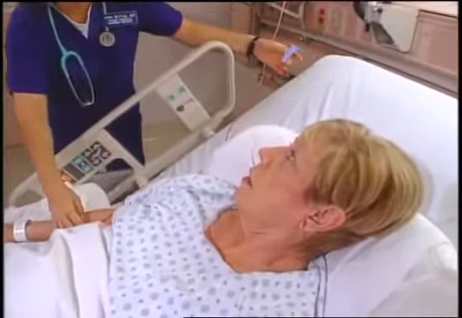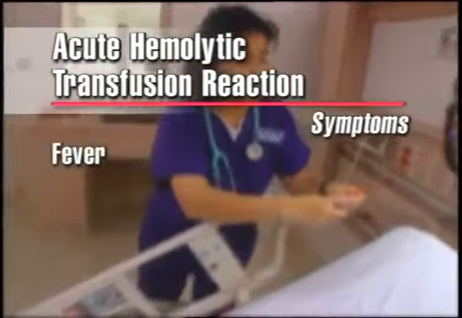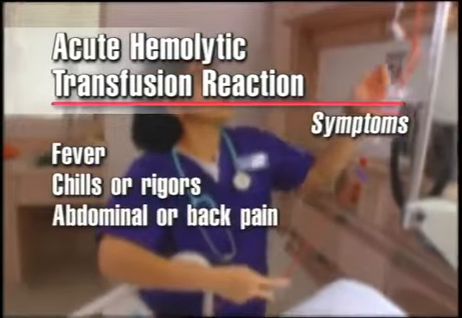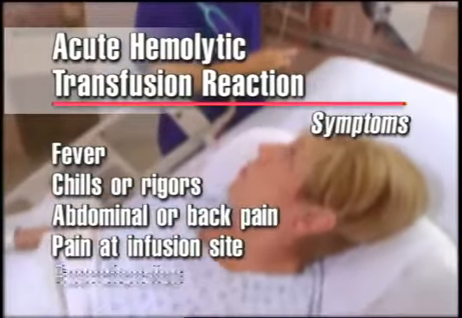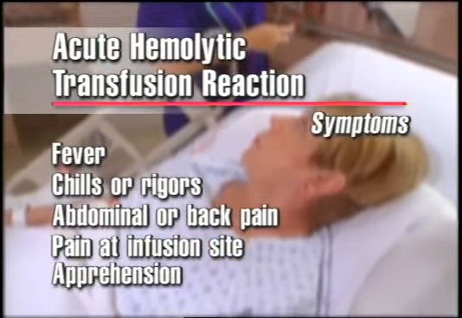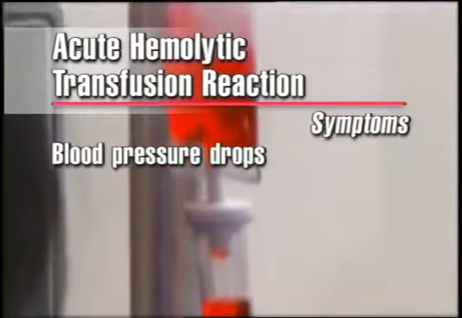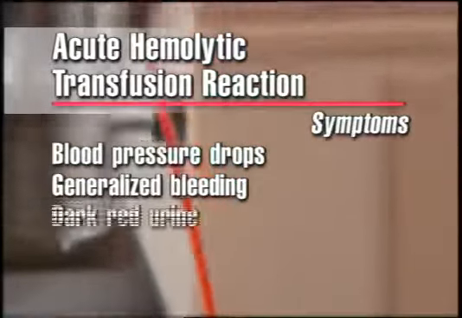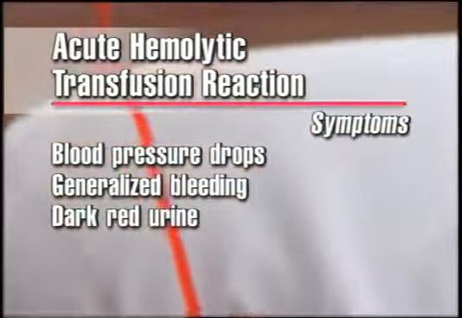If, despite your efforts, there is an immediate hemolytic reaction, the patient may become feverish, develop chills or rigors, experience abdominal or back pain or pain at the infusion site, or the patient may simply say, "Something's not right." If the patient has had a general anesthetic, the blood pressure may drop, or the patient may begin to bleed from multiple sites. If a urine catheter is in place, the urine may become dark red, almost the color of Coke.